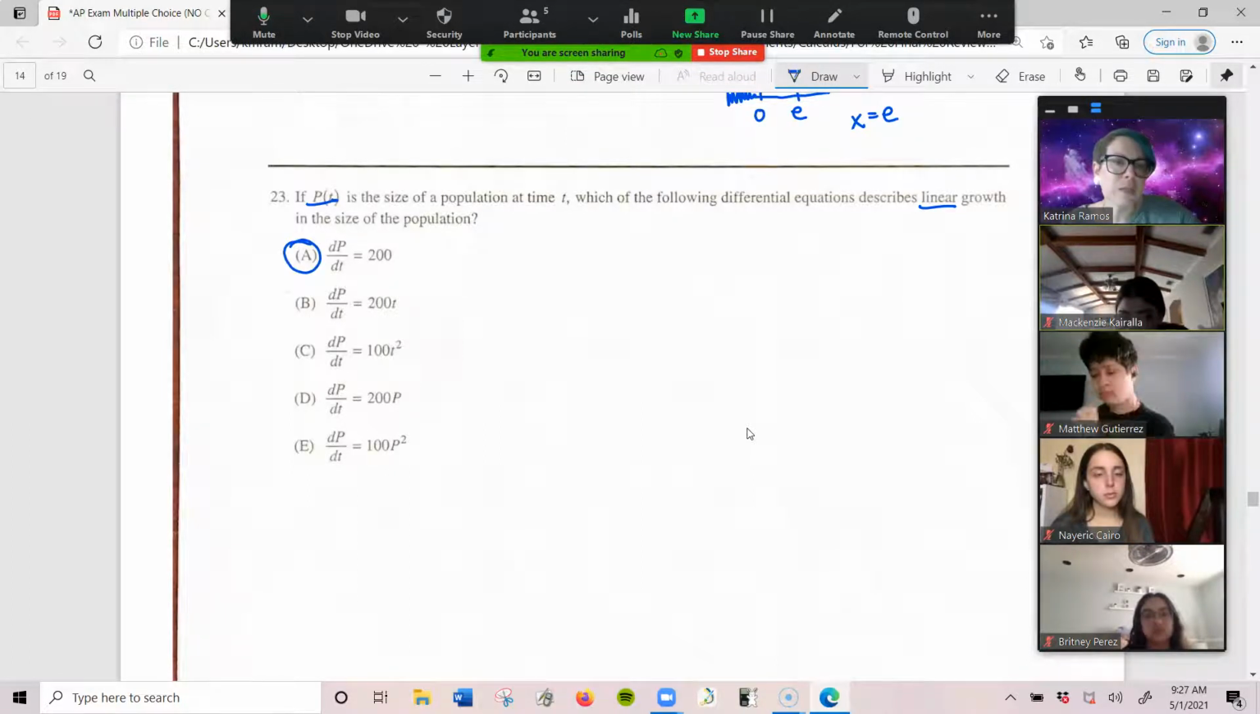Because linear would be something like, in this case, they're using 200, so 200x plus 5, let's say. This is linear. You get me? So when you take the derivative, it would just be the 200. Yeah?